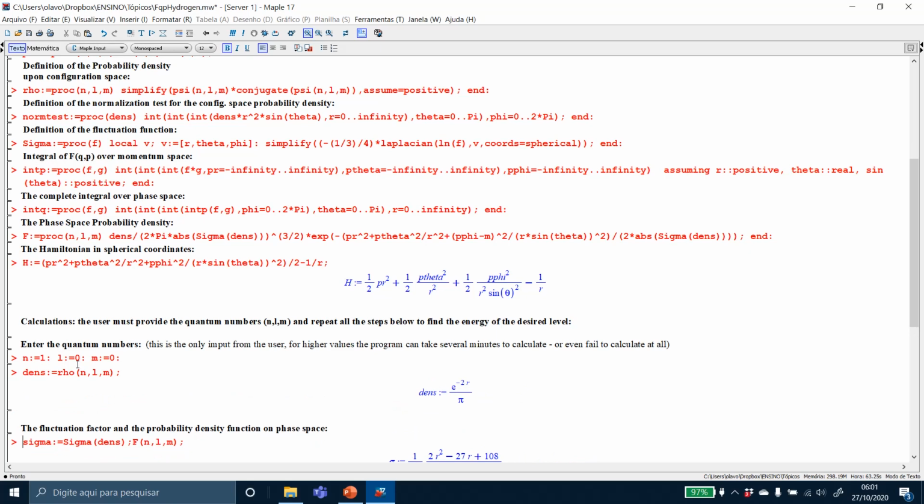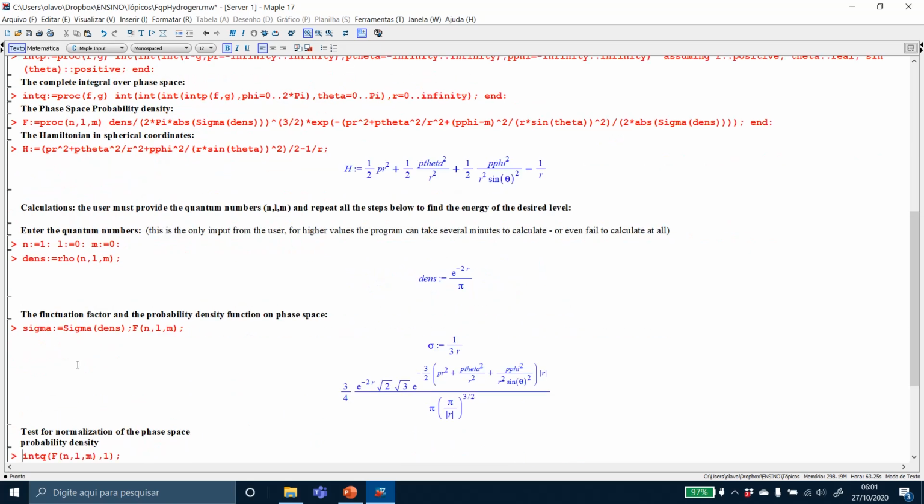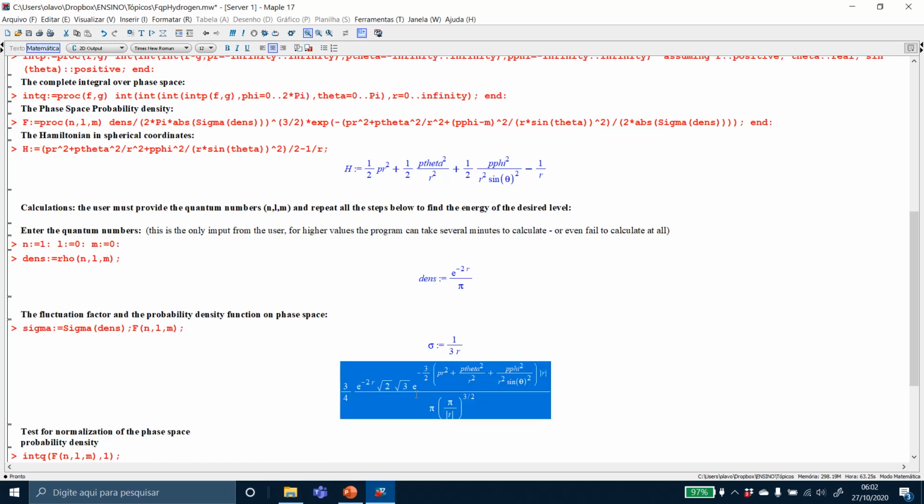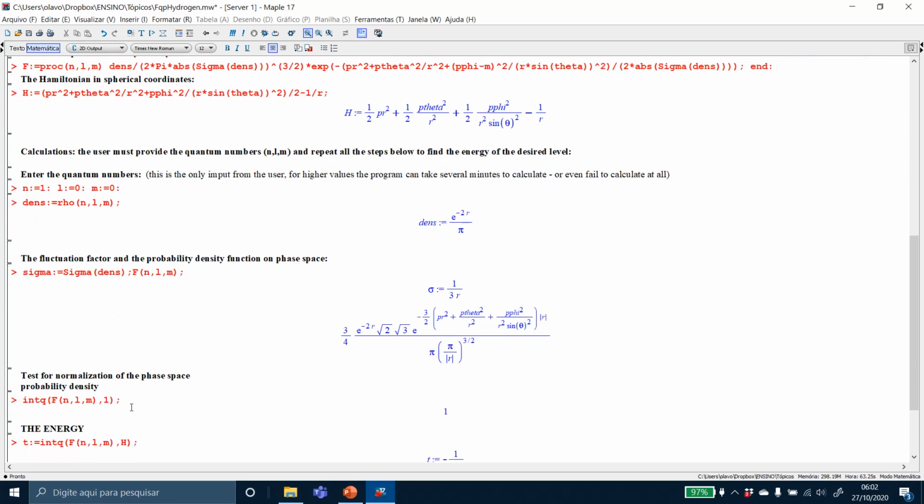Our density is just given by that. It's the normalized density function upon configuration space. Our fluctuation is given in these terms. We note that we have an infinity at r equal to 0, which is important to give the probability density function as 0 at this point. We also have here the joint phase space probability density function. And now we can calculate.